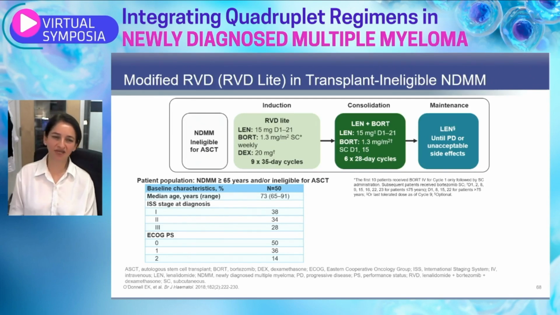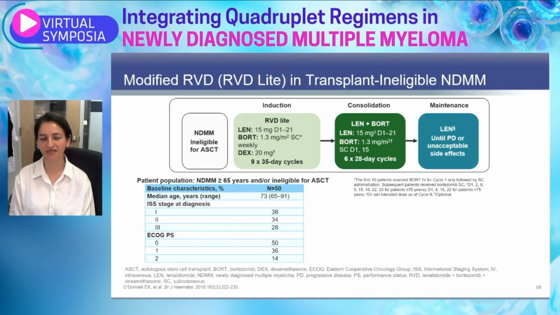So, in this patient population, we've actually done the modified RVD, and I think this is really important, and this is very close to my heart, because I think in this older, frailer patient population, modifying the treatments and modifying the dosing is really critical in terms of how patients can tolerate this.